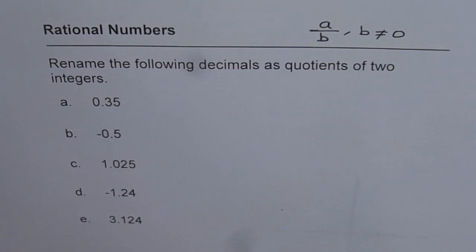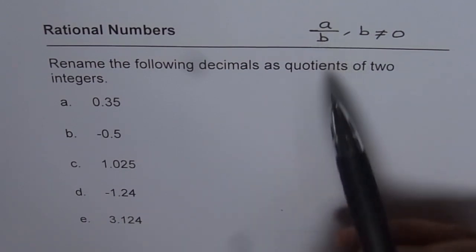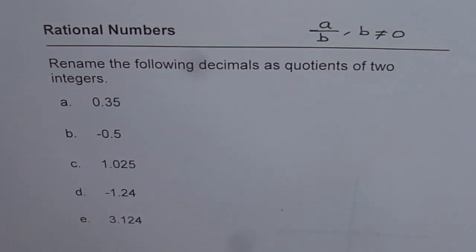So these are practice questions for you. 0.35, minus 0.5, 1.025, minus 1.24 and 3.124. You have to write these decimal numbers as rational numbers. That means a over b, where a and b are integers. You can pause the video, copy the questions and write your answers. This is how I will do it.